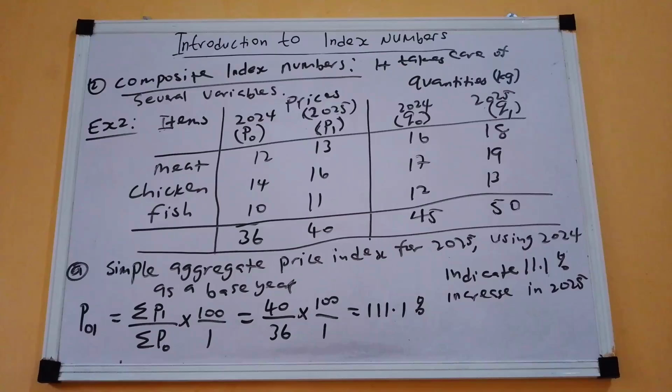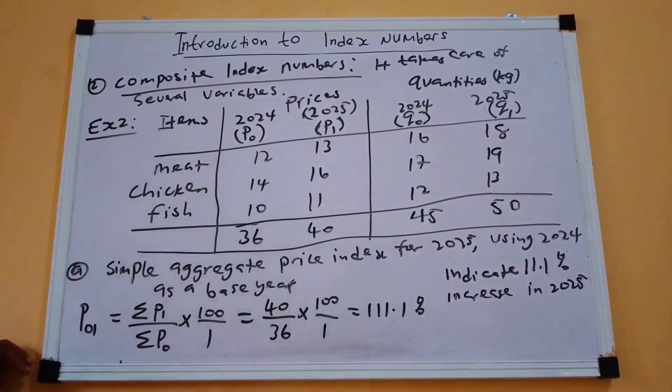The bag of rice has gone up. A bag of rice sold last year for a particular amount, and this year is now sold for a particular amount. It has gone up by a certain percentage. So it is index numbers that we use to carry out all this analysis. So you can see that for these three commodities, there is an 11.1% increase in year 2025, using 2024 as a base year. Now let us look at the B part.